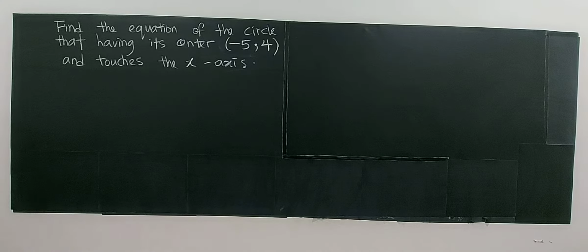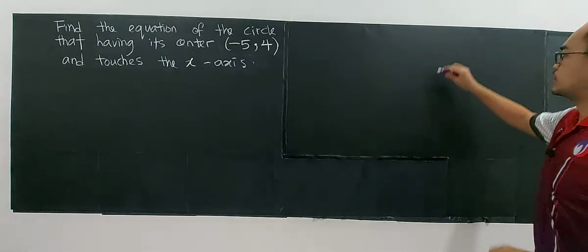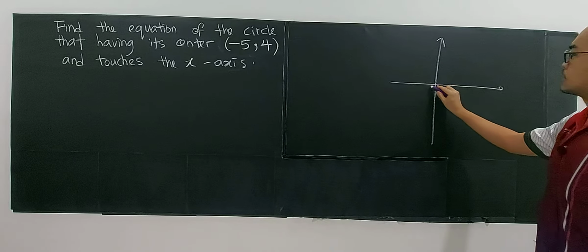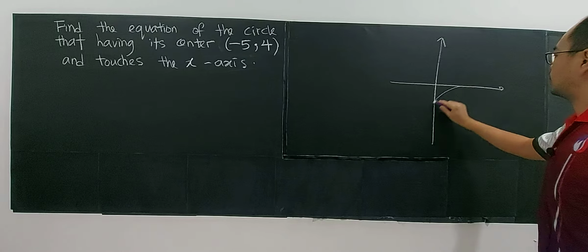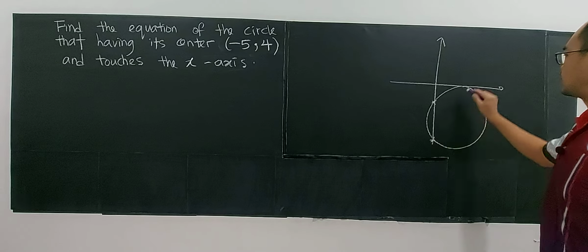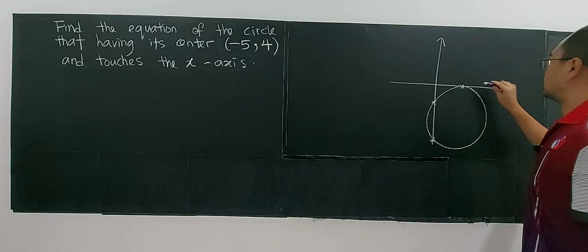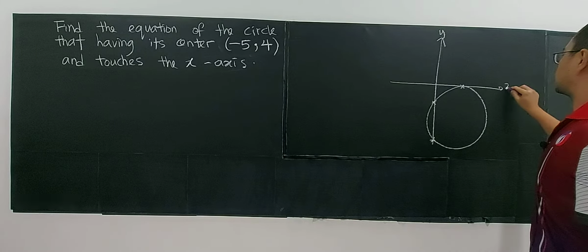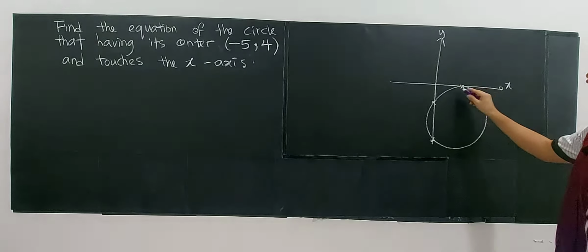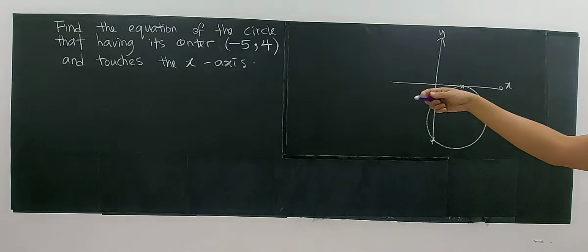Okay, the same thing applies here. When they say touches the x-axis, it means that this is your circle. Touches the x-axis means, okay, I just draw somewhere. It touches the x-axis, but it does not cross the y-axis. This is y, and this is x, and this is the x-axis, right?